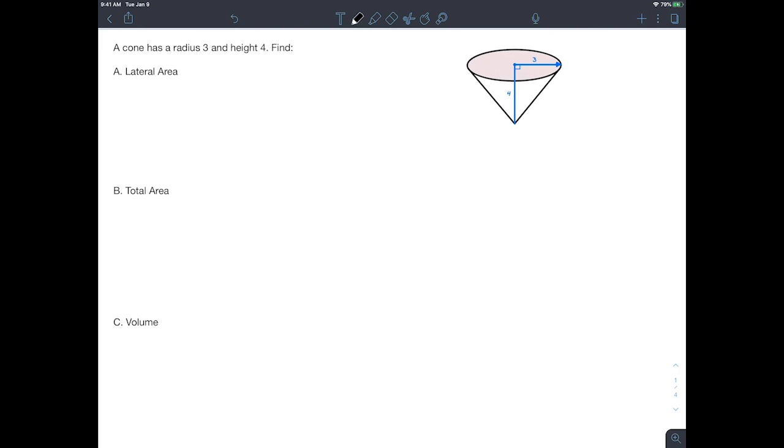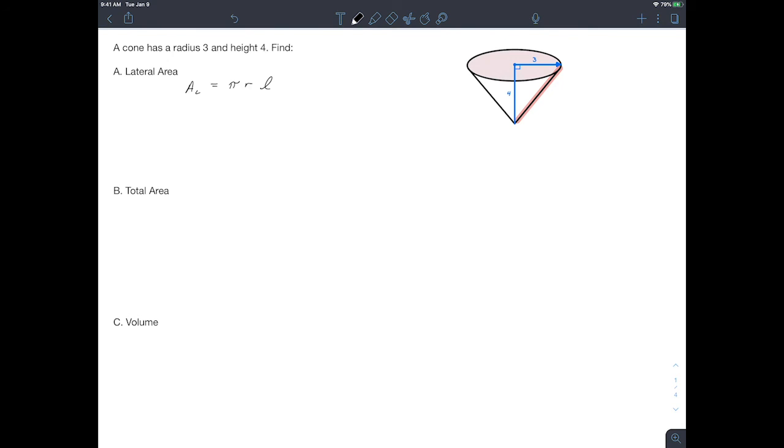All right, geometry is a lot about formulas. So the formula for the lateral area of a cone is pi times the radius times something that is called the slant height. Now, the slant height here on our cone is this distance right here. But as you can see, we don't have that defined. So we're going to have to do some work in order to find the slant height.